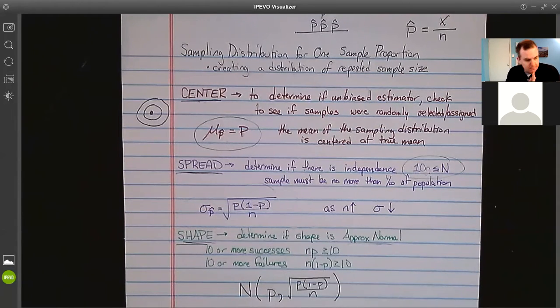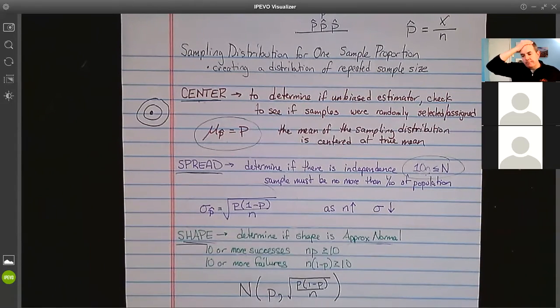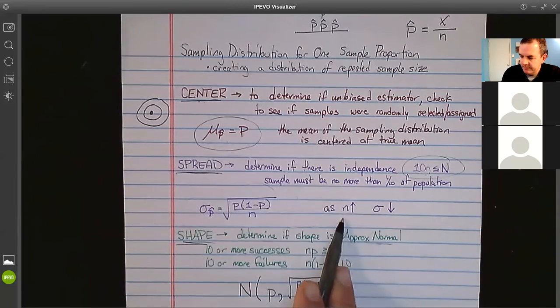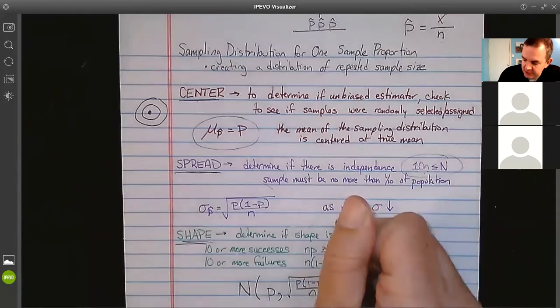Yeah, B, what's up? For the spread, you have a little thing that says the N being the population, right? This will be sample.